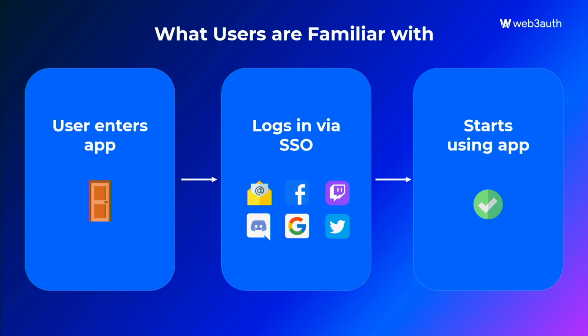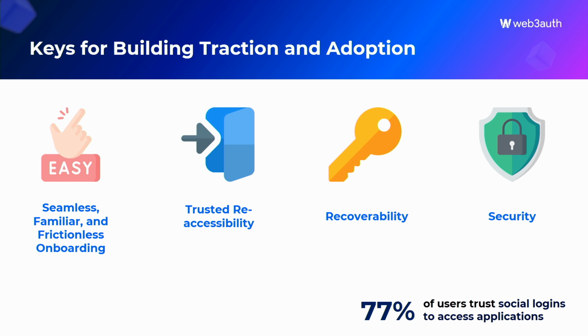So what are users familiar with? They go to an application, log on to an SSO like Google or email passwordless on a trusted device, and they start using the application straight away. And that's the exact same flow that we emulate here at Web3Auth in a non-custodial manner as well. So I just want to cover some keys for building traction. You want your flows to be easy and familiar for your users. You also want them to trust your platform, that they can always access their progress and their assets whenever they want to.